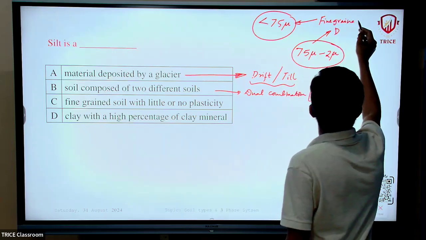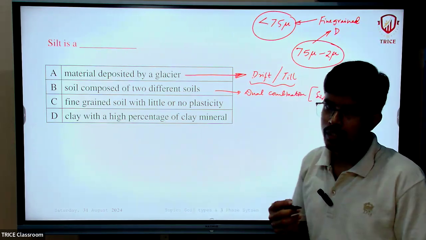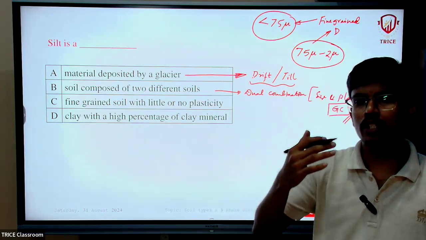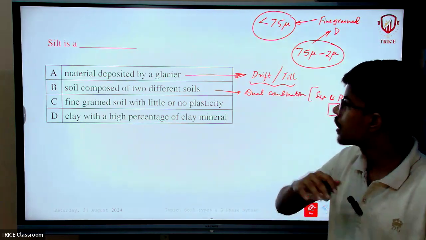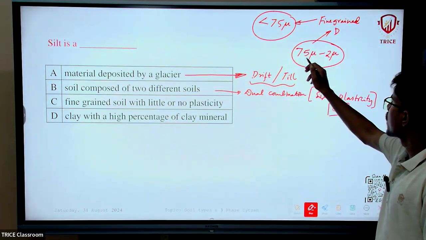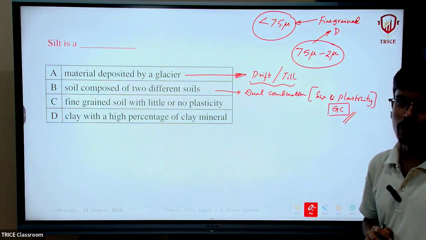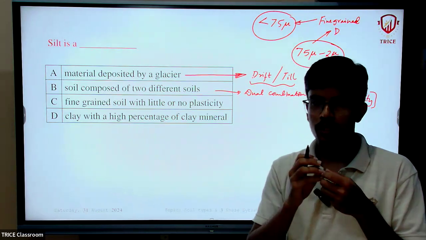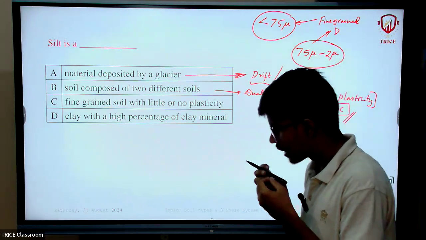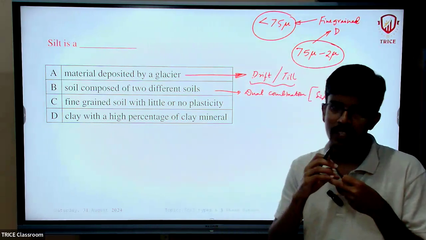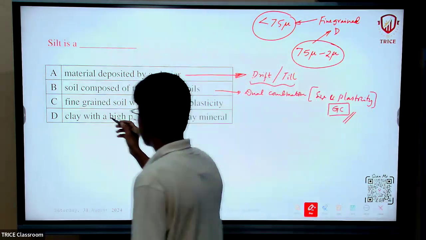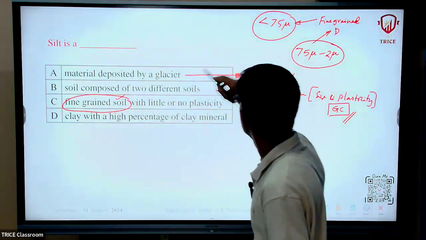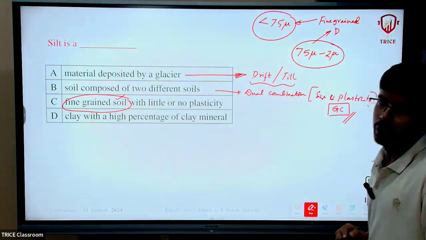Okay, so above 75 micron, we call it coarse grained soils. We know that silt always comes under the fine grained soils, which are in the range of 75 micron to 2 micron size. It has certain plasticity characteristics, right? Due to being completely residual soils, it has certain plasticity. It is the fine grained soil. This option is correct because it comes under the grain size of 75 micron to 2 microns.